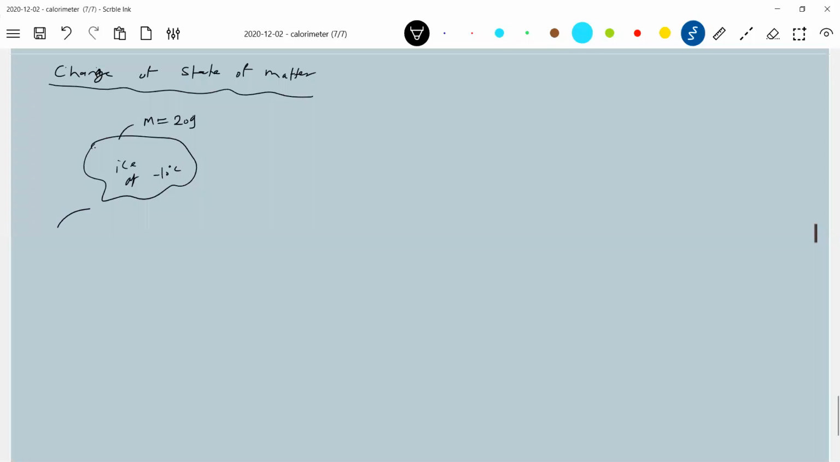What amount of heat I should supply to bring it to temperature of 0 degrees Celsius? The same ice, 20 gram, it should come to 0 degrees Celsius. What amount of heat I should supply? So I'll write it Q1 equal to mass of ice, specific heat of ice, final temperature 0, initial temperature minus 10. I think this formula okay.